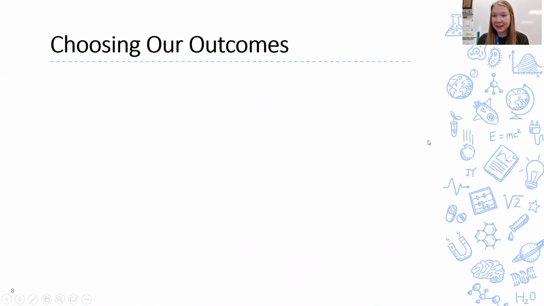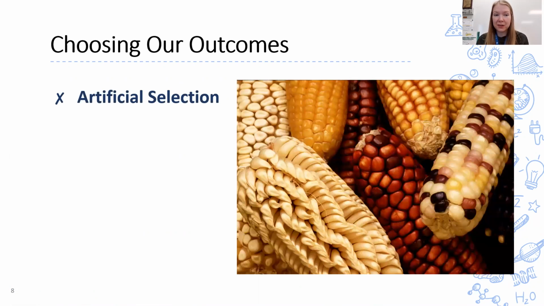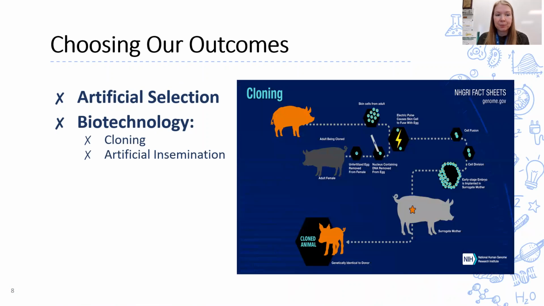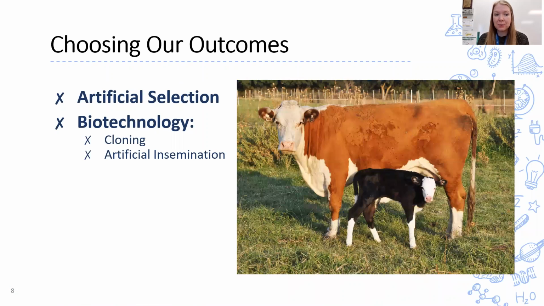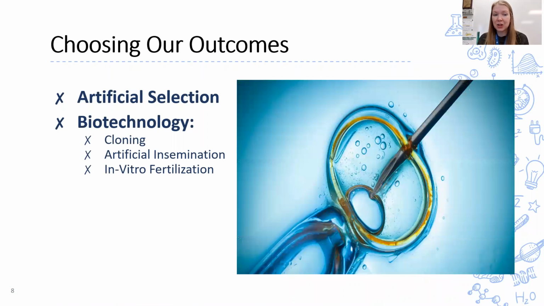So essentially, when you're selecting desirable traits, you are choosing the outcome that you want. And there are many methods that this could be done through, either through artificial selection or biotechnology. And there are a couple categories in biotechnology that we will be going over, including cloning, artificial insemination, in vitro fertilization, and genetic engineering.